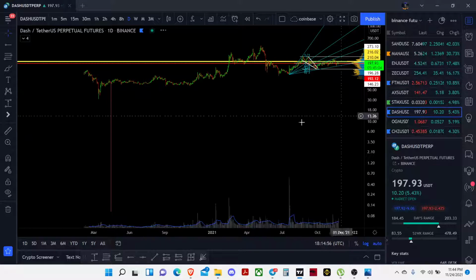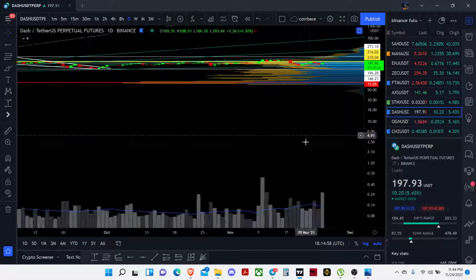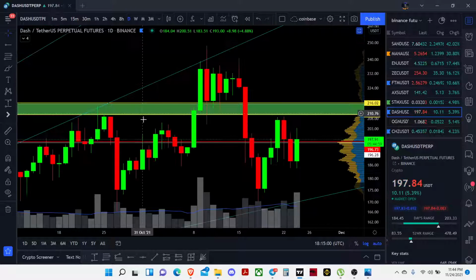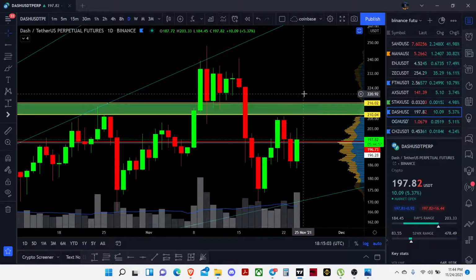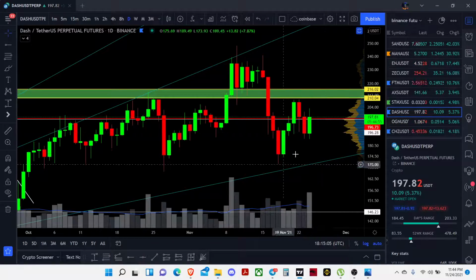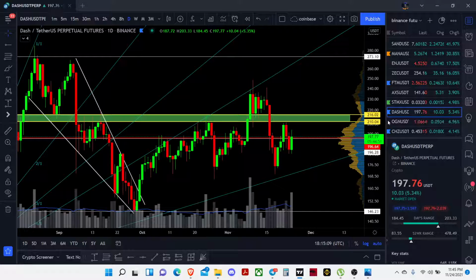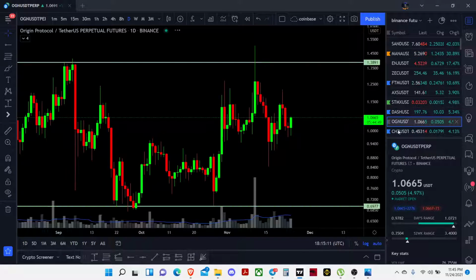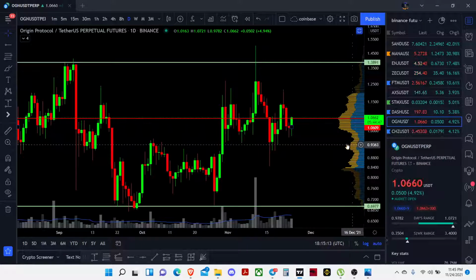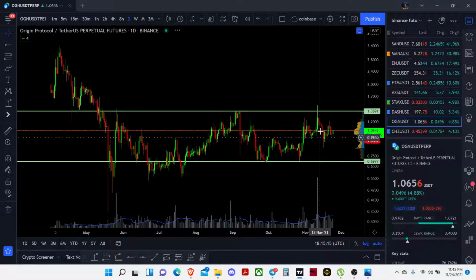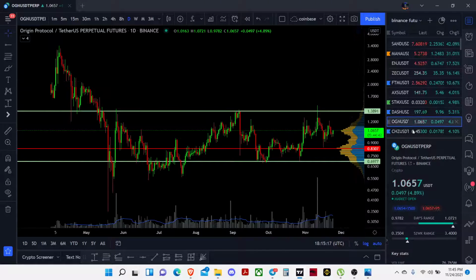So DASH. What about DASH? If you're a DASH fan, this is for you to watch out, because this thing is consolidating. I don't think it's going to get a good move. Origin Protocol, it's a fine back and forth.